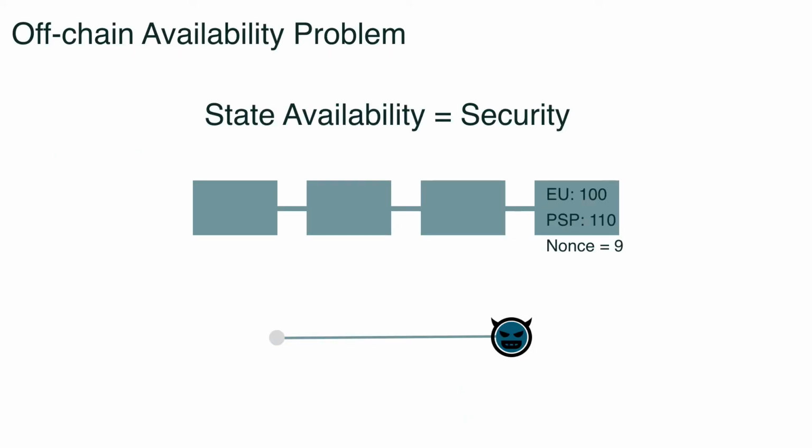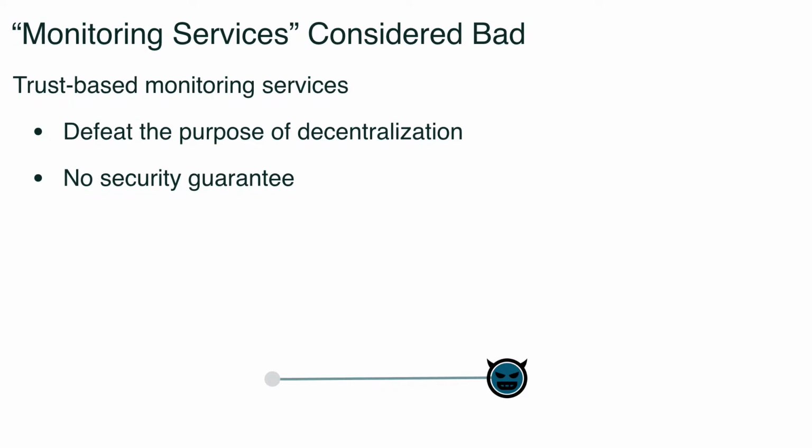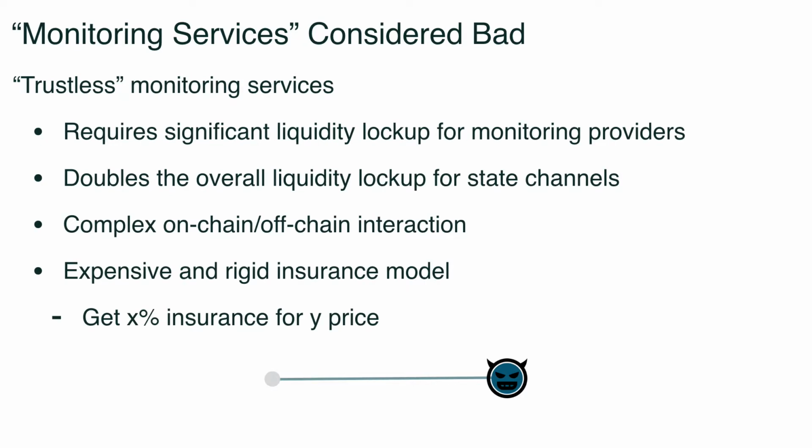That is basically, I'm not available, but my counterparty becomes malicious. Okay, so this is basically the problem. A monitoring service is actually considered bad because it's a trust-based monitoring service. It defeats the purpose of decentralization. If we introduce this monitoring service in the system, all the efforts we have made collapse. Why don't we just use the trust-based service altogether? Really, there's no security guarantee and a very strong economic incentive to collude. Of course, we can build something that is trust-free. After all, we're using blockchains.